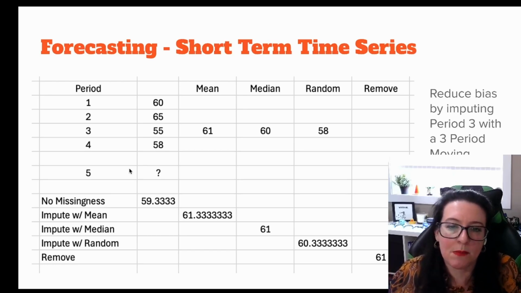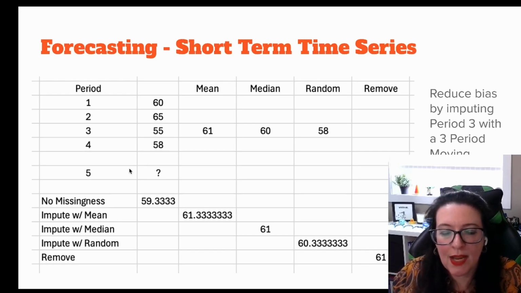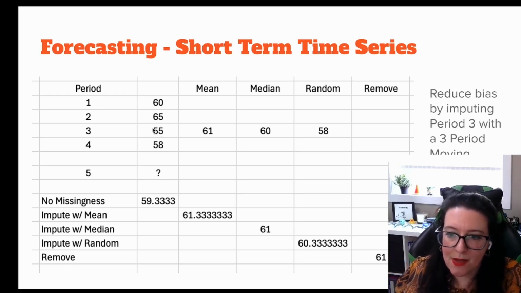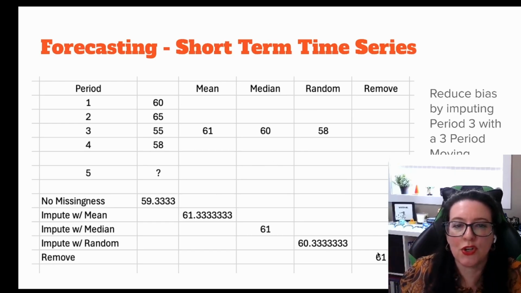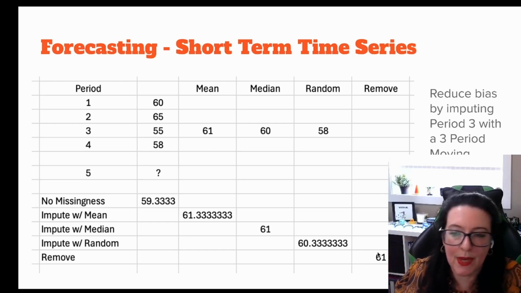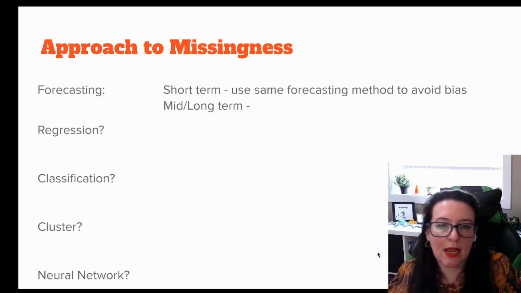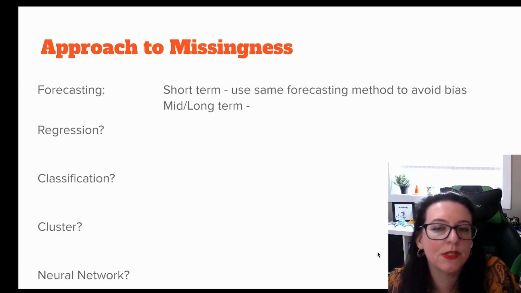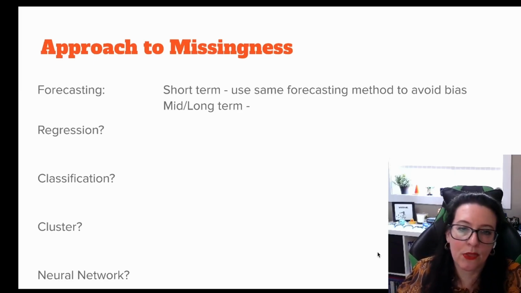We're using the same single forecasting method of a moving average throughout. It allows a more informed imputation to fill in that spot. We're not arbitrarily skewing it, and we are not then turning it into a larger, more period model than we stated. So with the short term, we want to use the same forecasting method to impute. That'll avoid the bias. Now, what if we are forecasting more medium length or long term?